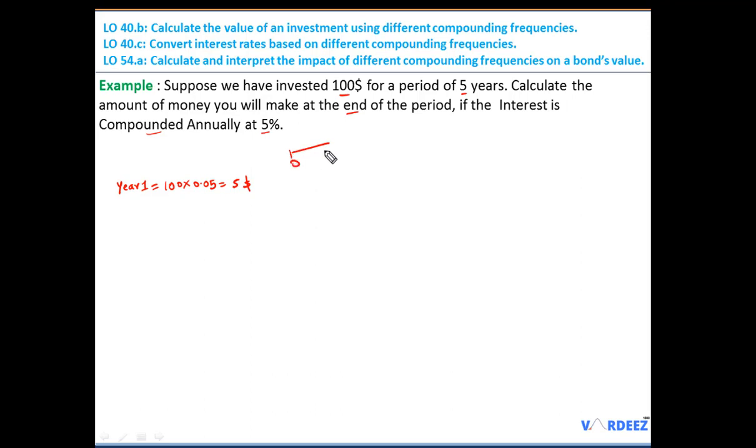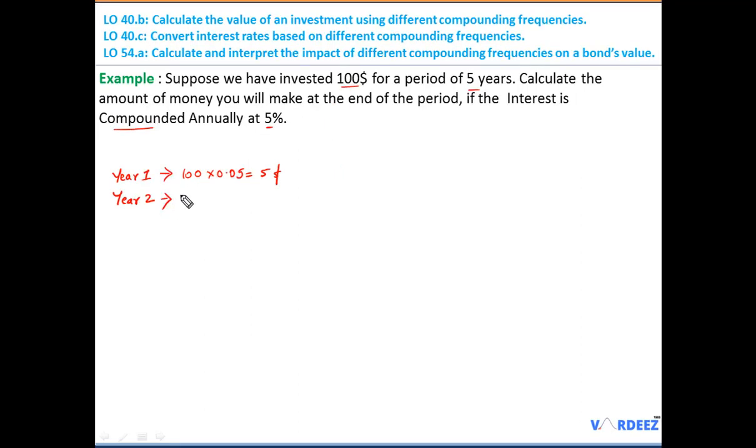Okay, so if I invest here, and this is year 1, then by the end of this period, I will have $5 as the interest amount that I've earned, similar to the simple interest that we have seen so far. But now, starting from year 2, this is where the magic of compounding begins.